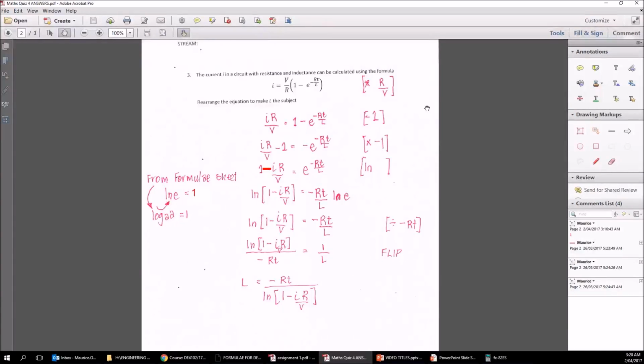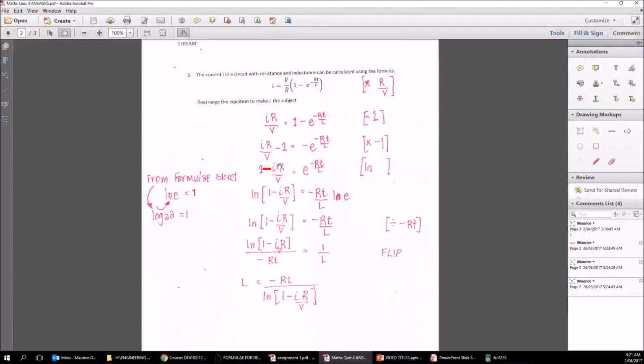Now I don't like those negative things there with the e. It just makes it difficult. So I'm going to multiply by negative 1 just to get rid of that. That changes the sign of everything on the left-hand side and gets rid of the negative in front of the e on the right-hand side. So I get 1 minus IR over V equals e to the negative Rt over L right here.